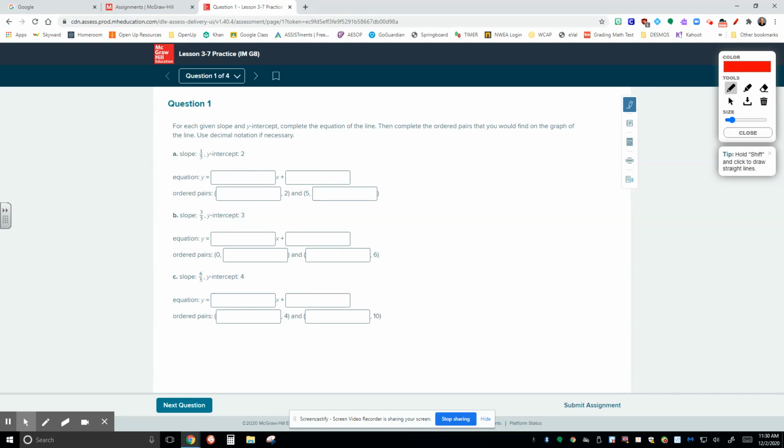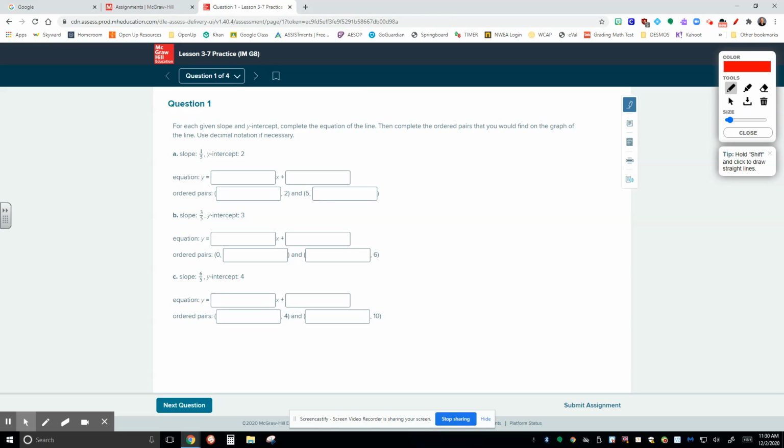We're going to talk first about using slope-intercept form and actually writing equations in that slope-intercept form when we're given enough information to be able to work with that. So the very first thing we want to look at is right here. We're supposed to complete these lines. So we want to write this equation right here.